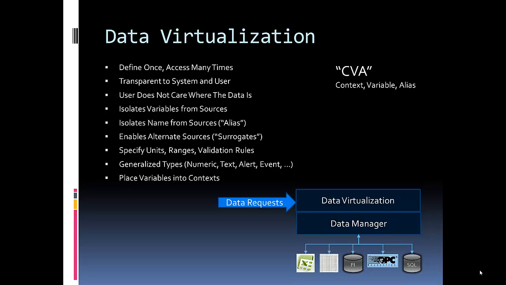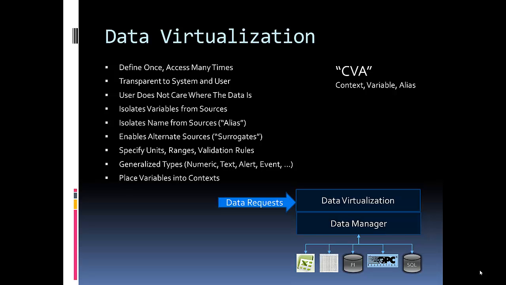It also isolates the name from sources. In other words, you could have different aliases for the same variable, and we'll talk about that a little bit later in the CVA variable definitions. The variables can be defined in the terms of the user, not in the terms of the data source. So in a data source, it may have some cryptic name, but to the user, it's some common name.